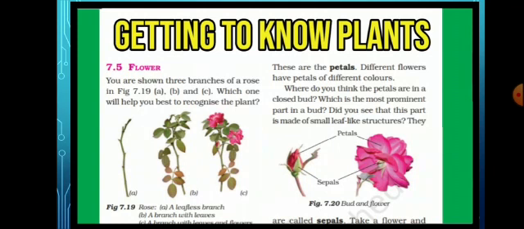6th standard biology, getting to know plants. We already studied the shoot system and root system. In the shoot system we studied the leaf and stem. Another part, today we will study, is the flower parts.